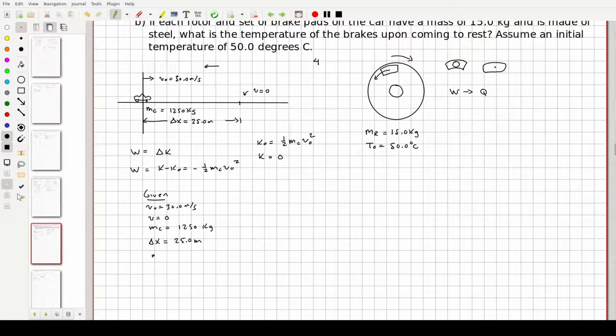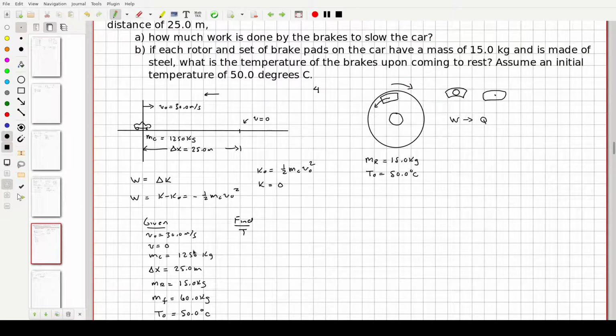The mass of each rotor is 15.0 kilograms. Like I said, there's 4 of these things, and I'm going to call this M sub F, for the braking force, the friction, is 4 times 15 or 60. Okay, so there's 60 kilograms of metal basically that's slowing this thing down. We also have an initial temperature of 50.0 degrees Celsius. Now we're trying to find the final temperature T.